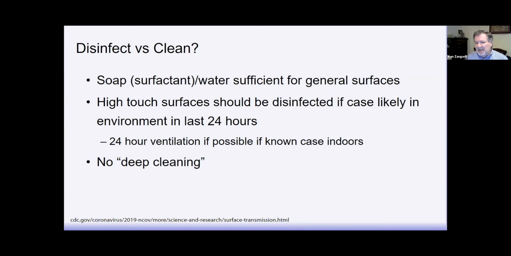Particularly if there's been a case in your office, a known case, a PUI that subsequently was found to be positive in the last day or so, and to ventilate if the known case was indoors. And please don't do deep cleaning. God, you see this on TV. I don't watch much TV, but we used to see this guy spraying stuff all over the place in hazmat suits. Zero value.